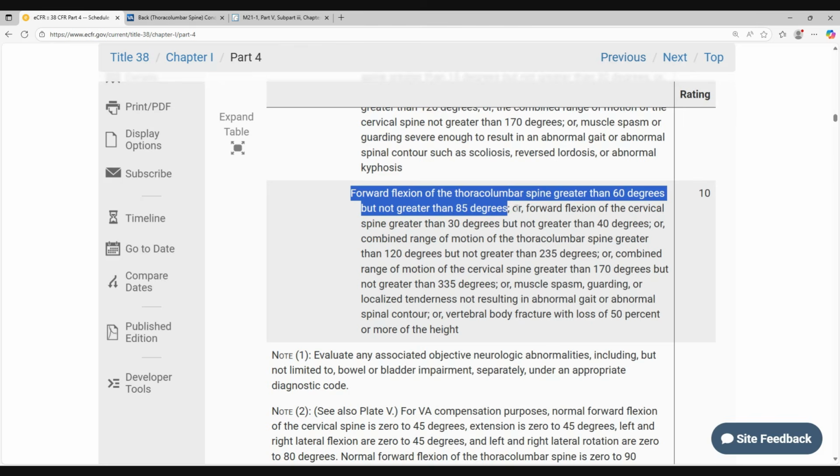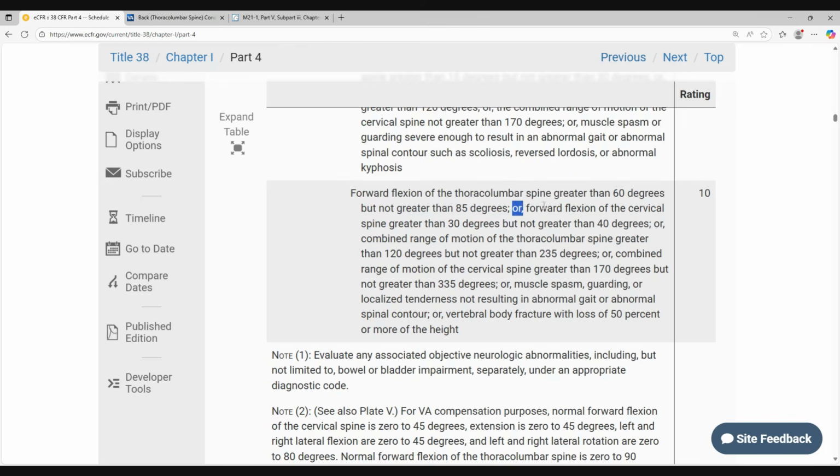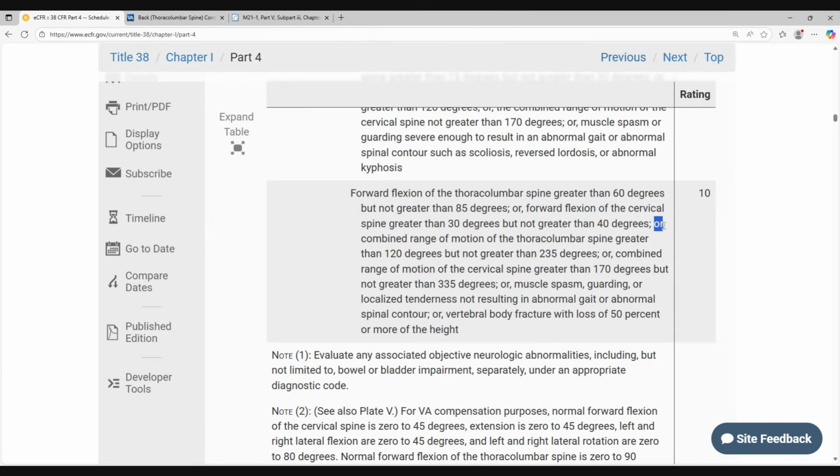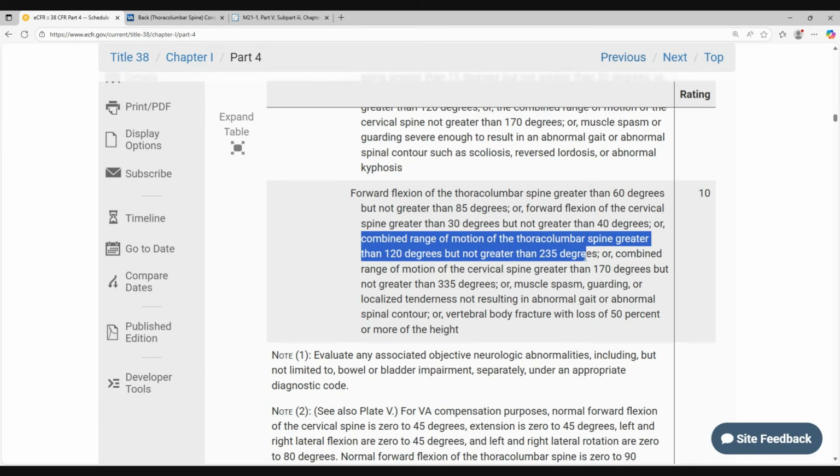Now, even though we have an "or" here, this "or" doesn't apply, because next we're talking about the cervical spine. So it's this "or" right here that counts for the thoracolumbar spine. See why it's confusing? So, or bending forward to that degree level that we talked about, or combined range of motion of the thoracolumbar spine greater than 120 degrees but not greater than 235 degrees. Okay, now, this right here I'll be able to show you how they combine on the DBQ whenever we go over it.